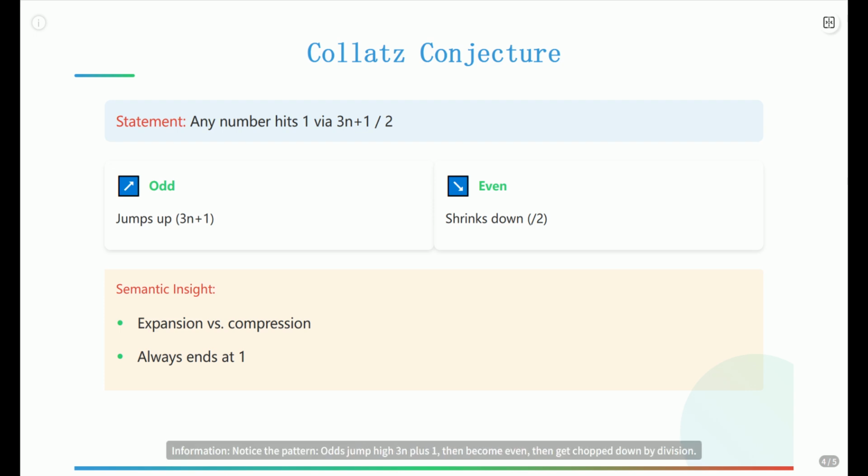Information. Notice the pattern. Odds jump high, 3n plus 1, then become even, then get chopped down by division. Knowledge. The process always seems to end at 1. Wisdom. Here's the insight. The jump 3n plus 1 might make it big, but the subsequent divisions slash it down faster. It's an expansion versus contraction dance, and contraction wins. Purpose. Every starting number follows this path to 1. It's about understanding the dynamic tension, not just checking cases.